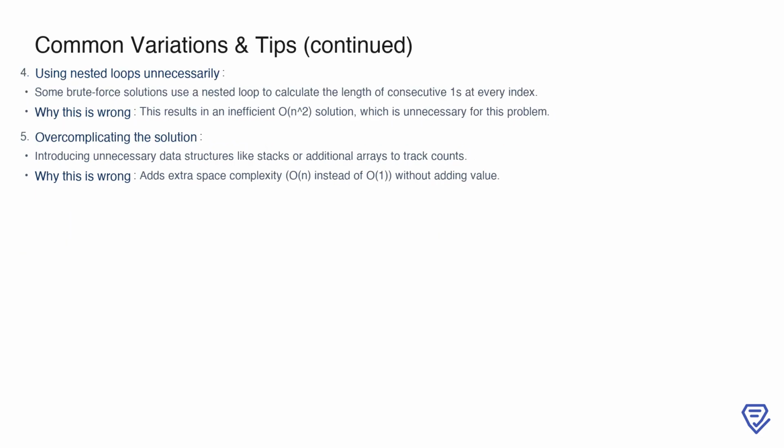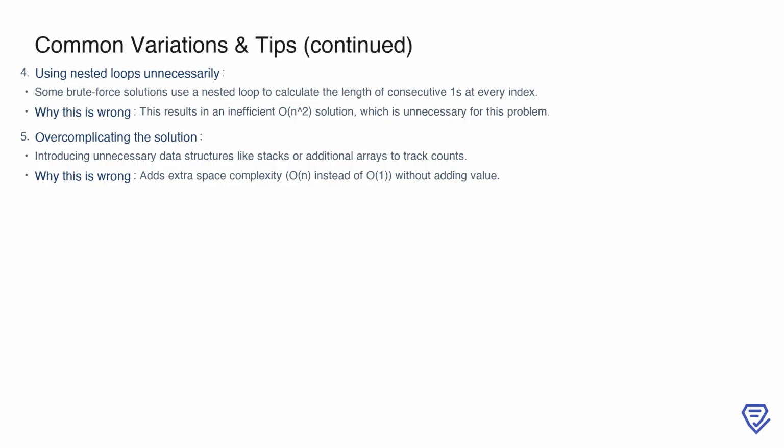Now, let's consider inefficiencies and overcomplications that can arise. Using nested loops to calculate the length of consecutive ones at every index is a common brute force approach, but it's highly inefficient. This results in an O(n squared) time complexity, which is unnecessary for a problem that can be solved in linear time. Similarly, overcomplicating the solution by introducing additional data structures, like stacks or extra arrays to track counts, adds unnecessary space complexity.